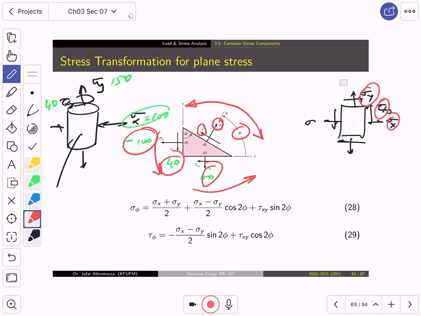So we have a relation that was already established for us by cutting the element using a plane phi, an arbitrary plane. By changing the angle, sigma x, sigma y, and tau xy will not change. We're just changing the angle, which means the load is the same, but we are looking at the material in different directions. A simple example.